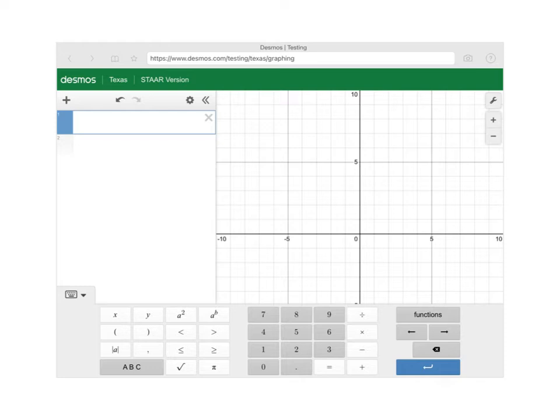It was negative 2x squared plus 2x plus 4. All right. So here you can see it is graphed for us. Notice that it opens down. So this negative sign here is what made this open down. We have our solutions.